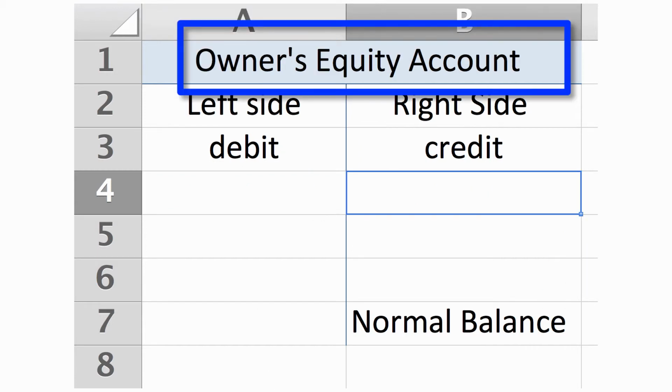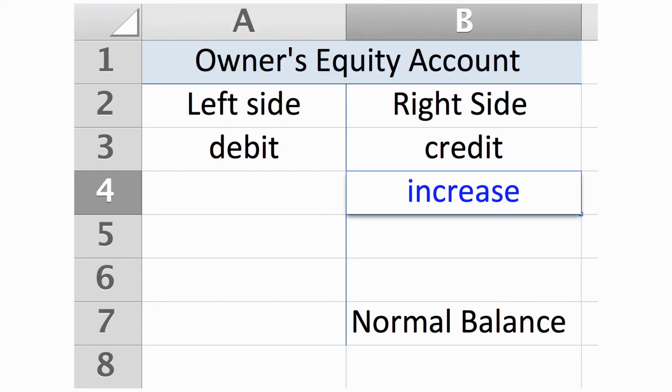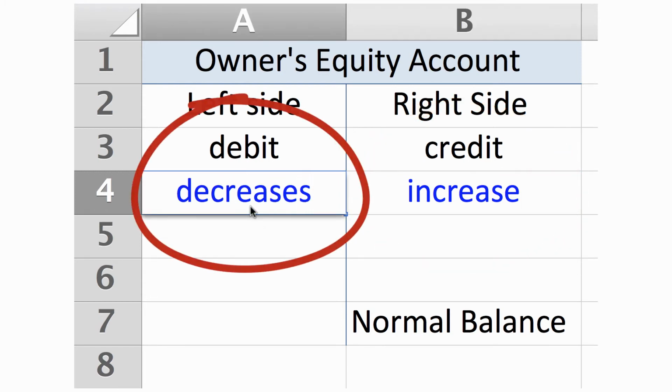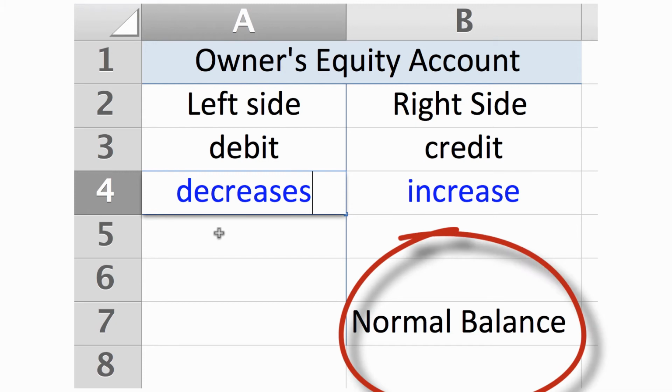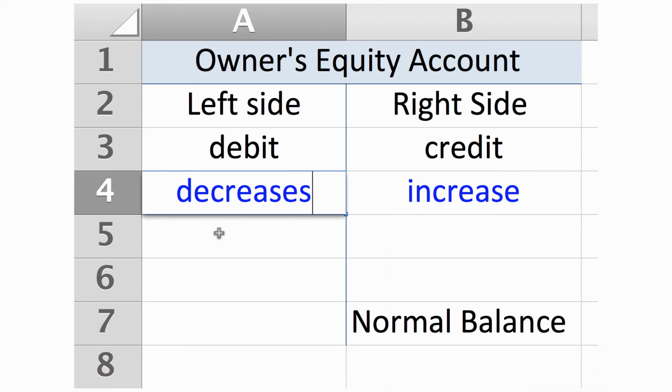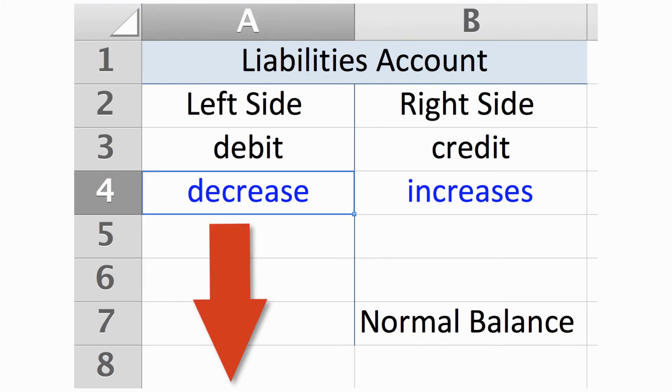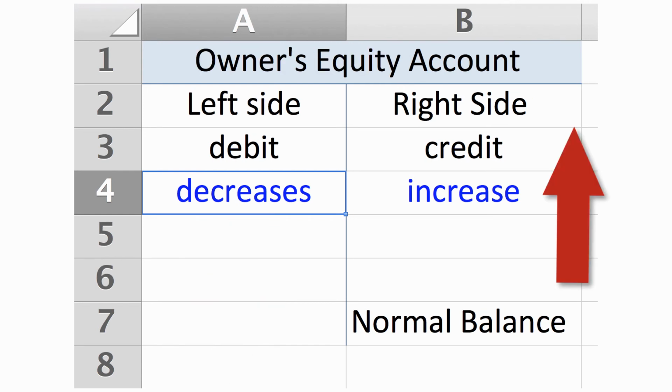The owner's equity account also increases on the credit side and decreases on the debit side. The normal balance is on the credit side, but in this case, it means that the owner owns more of the company's assets, which is a good thing. You want your assets to increase, your liabilities to decrease, and your owner's equity to increase too.